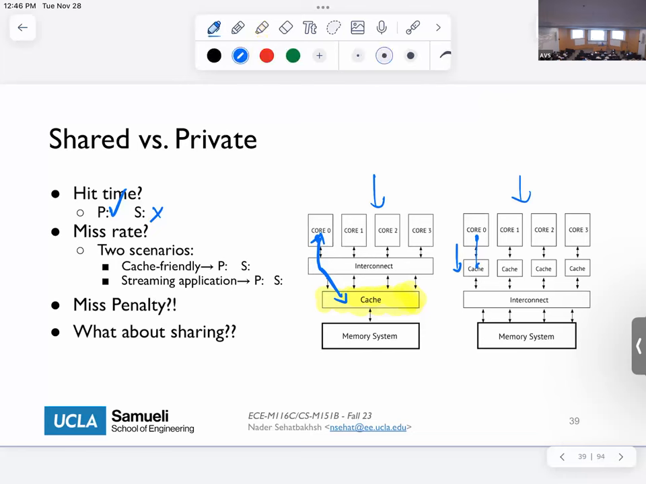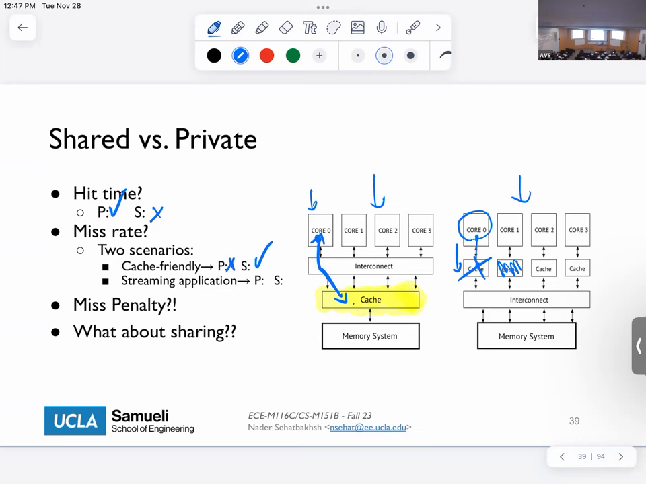But versus this one is very rigid. For example, if this core doesn't want to use any cache, but this core wants to use lots of cache, you cannot readjust this because these are physical hardwired things. Versus for this one, anything that core zero doesn't use can be assigned to core one, core two, and core three, right? So for cache-friendly systems, the private one is not the best, but the shared one is actually performing really well, okay?